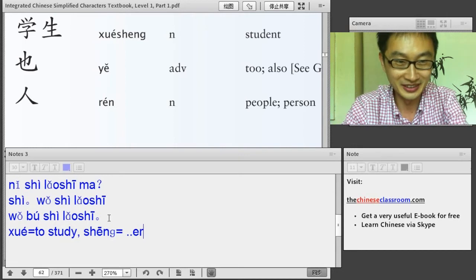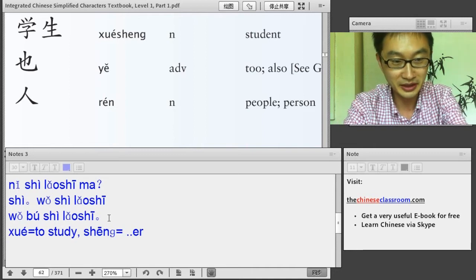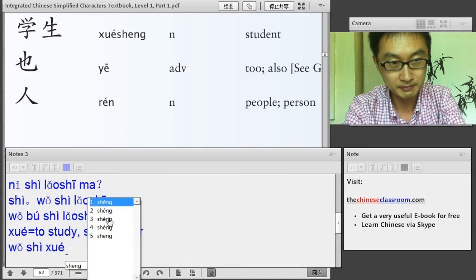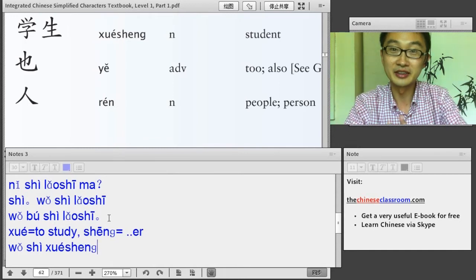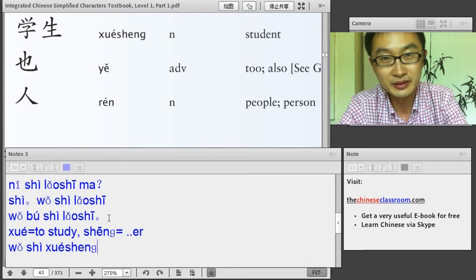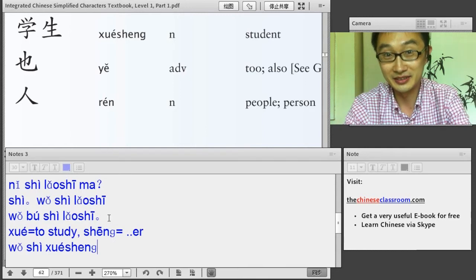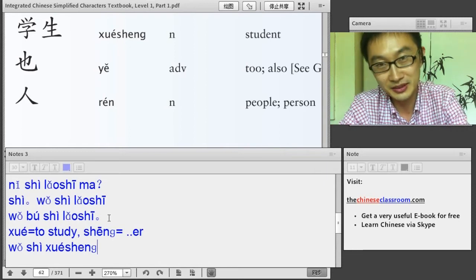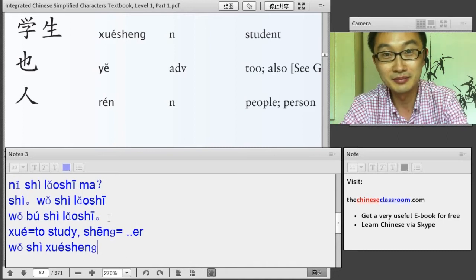Study 学生. Okay. So for example, how do you say I'm a student? You will say 我是学生. Normally with 学生 together, the 生 is neutral tone. In English, you will say I am a student. You need this a or the before the noun. In Chinese, it doesn't matter. You can say I am a student, but it's not necessary. You can just say I am students.